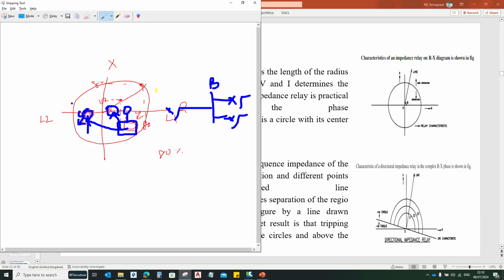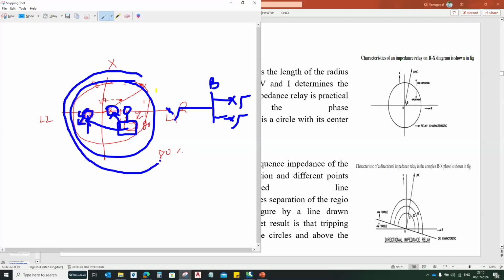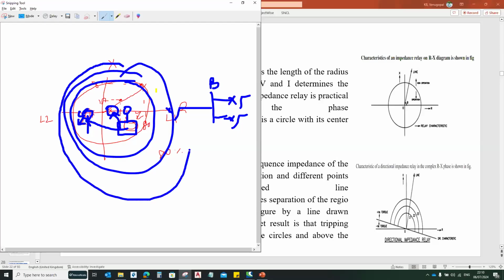That's the problem with this plot circle, this circular characteristic. It will sense all the faults within this particular zone. This will be considered as one zone. So in that, again, there will be a zone 1, a zone 2, and a zone 3.